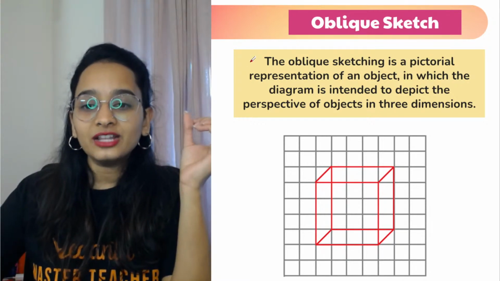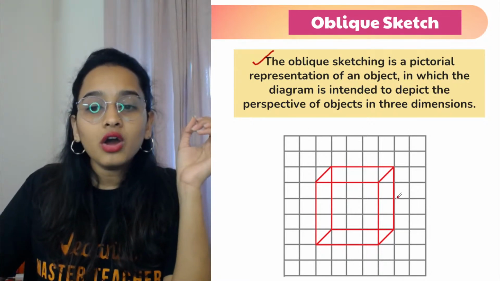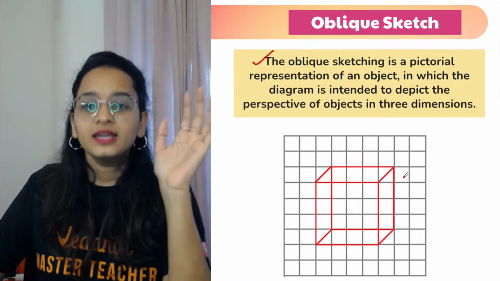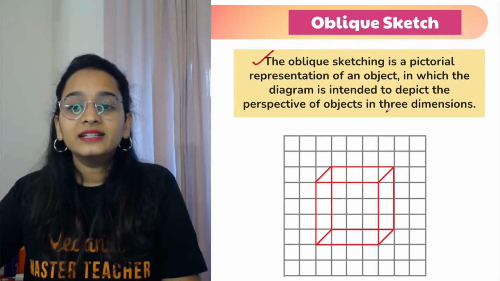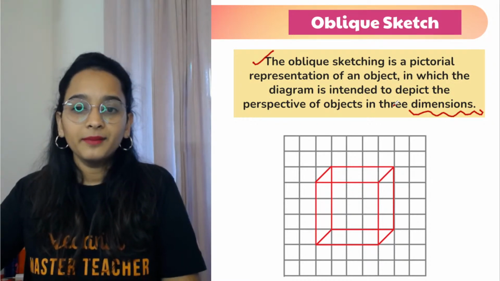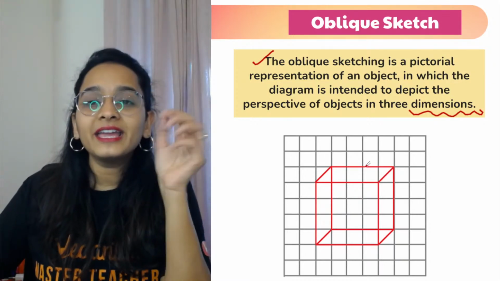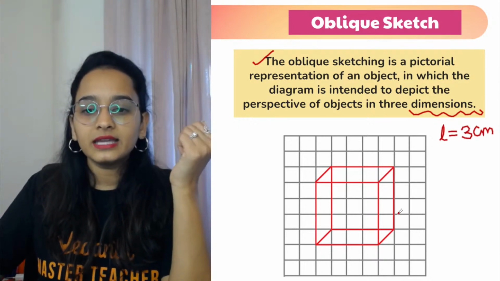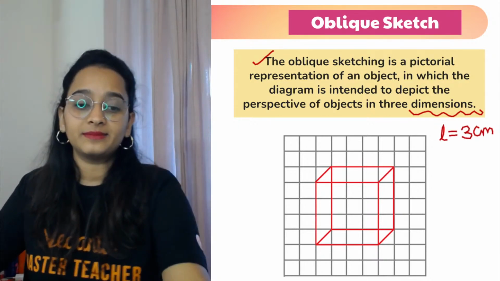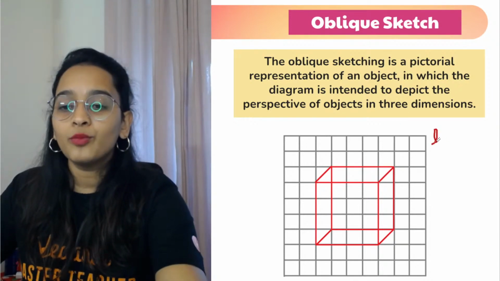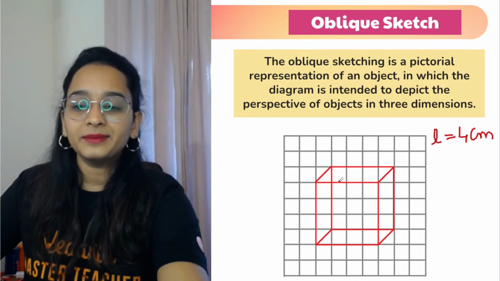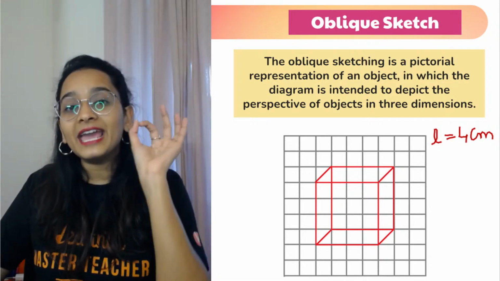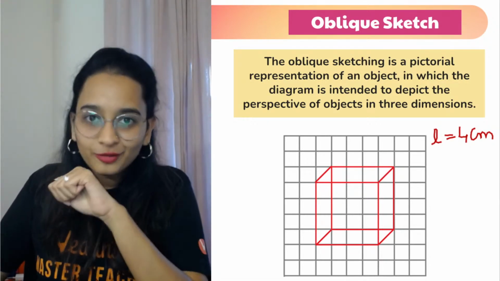Now an oblique sketch, as you can see, is drawn on a square paper like this, where you can see small squares. Now in oblique sketches, the dimensions may be different. For example, if I give a cube of length 3 centimeters, okay? 1, 2, 3, 4. Let's take 4 centimeters. Let us take a cube of side length 4 centimeters. Now, what do I mean by that? Every edge of that cube has to be 4 centimeters.